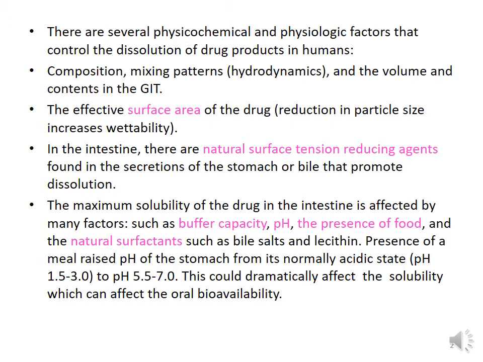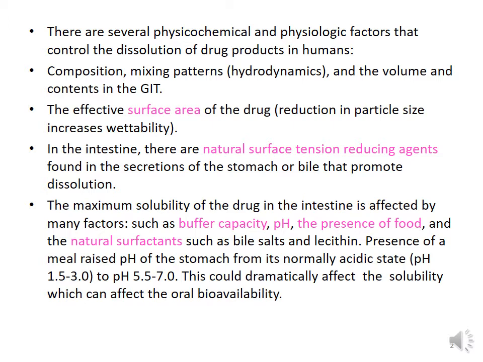Therefore, the effective surface area has a significant effect on dissolution. To manipulate the effective surface area of a drug, a formulator may attempt to reduce the particle size to increase wettability. In the intestine, however, there are natural surface tension reducing agents that promote drug dissolution. Most of these natural surfactants are found in the secretions that come from the stomach and bile.